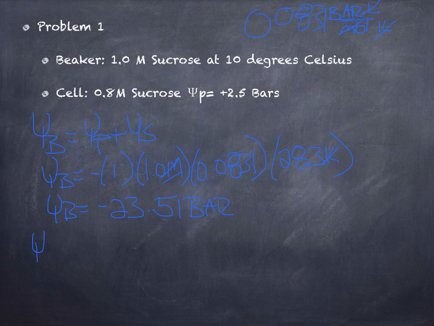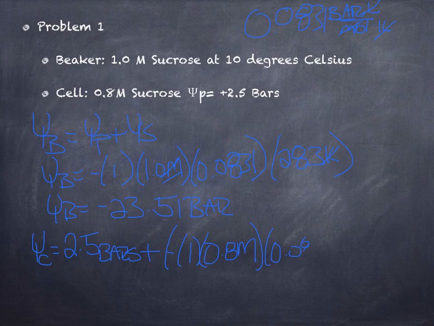So for the cell, we know that the cell's water potential, I'll just do water potential for C, for cell, is equal to the pressure potential plus the solute potential as well. We know that the pressure potential is 2.5 bars for the cell. So 2.5 bars, plus the solute potential. So we have to calculate that for the cell. The cell has a different concentration of sucrose. So plus the negative ionization constant, which for sucrose is 1. It only forms 1 molecule when it goes into water. The molarity is 0.8 moles per liter, times the constant, 0.0831 bar liter per mole Kelvin, times the temperature in Kelvin, which is 283 Kelvin.